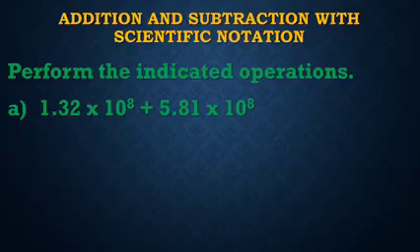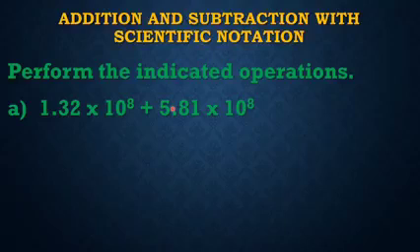So let's begin with letter A, 1.32 times 10 raised to 8 plus 5.81 times 10 raised to 8. So the rule earlier, where this is our n sub 1, equals p times 10 raised to k, and this is our n sub 2, q times 10 raised to k, where k, the exponent of our base 10, must be equal. So what we will do here is just add the mantissas, which in this case are 1.32 and 5.81.